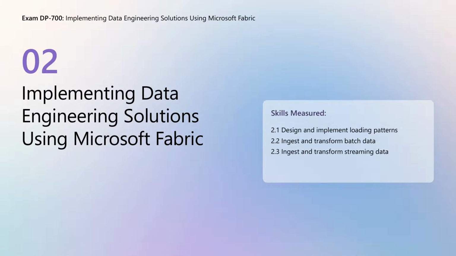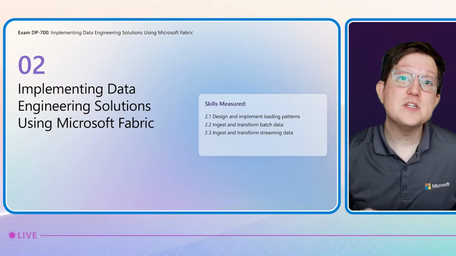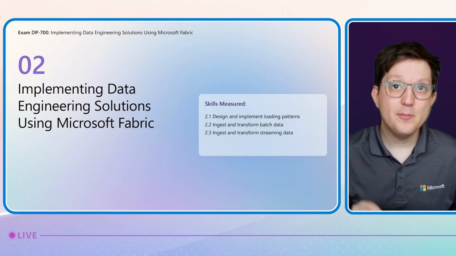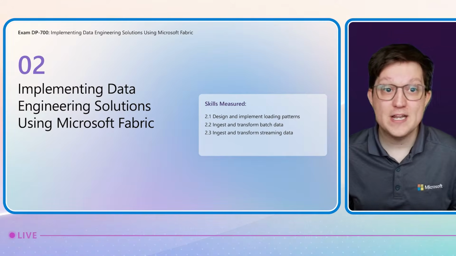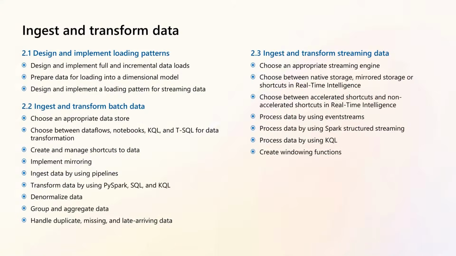Now on to Objective 2, ingest and transform data. This is where the data engineering work really lives, so let's make it work for us. The skills measured here are going to be design and implement loading patterns, ingest and transform batch data, and ingest and transform streaming data. This slide lists the full set of skills you may be tested on for Objective 2.